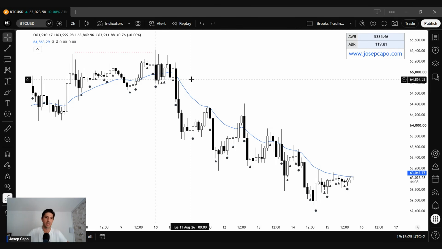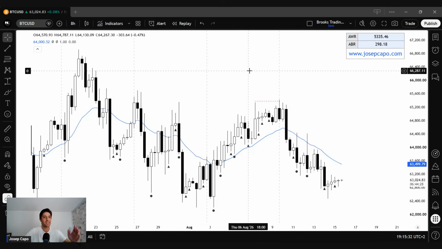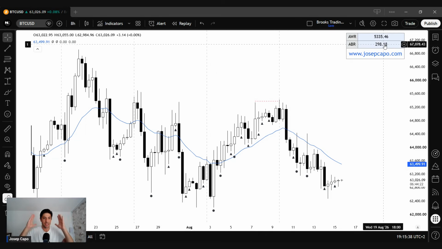So I will do the same on an 8-hour chart, but now I'm looking at trading the past month in relation to this new month, right? And that helps me settle a framework.